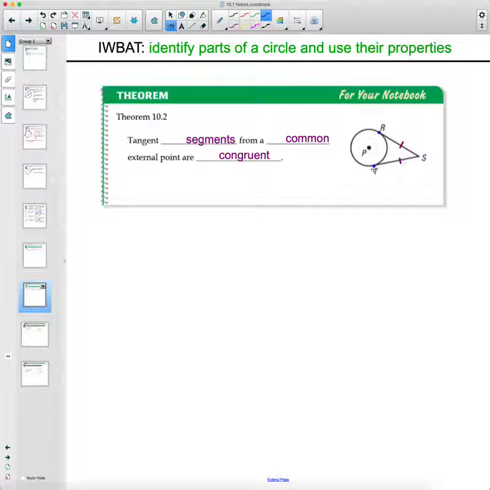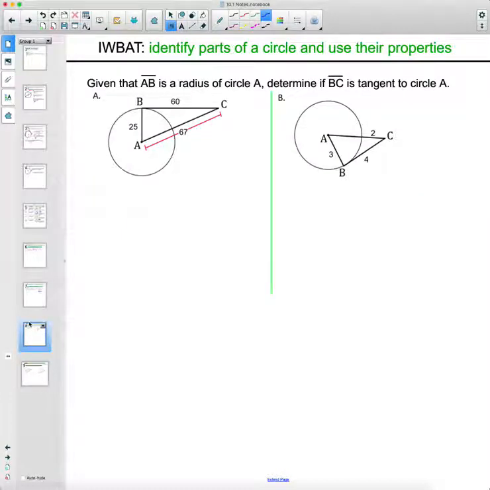If you see that, then these two tangent segments are the same length. So these two segments right here, RS is congruent to TS. So they're the exact same length. If this is 10, this is 10. This is 5.2, this is 5.2. All right, so let's use those properties here.